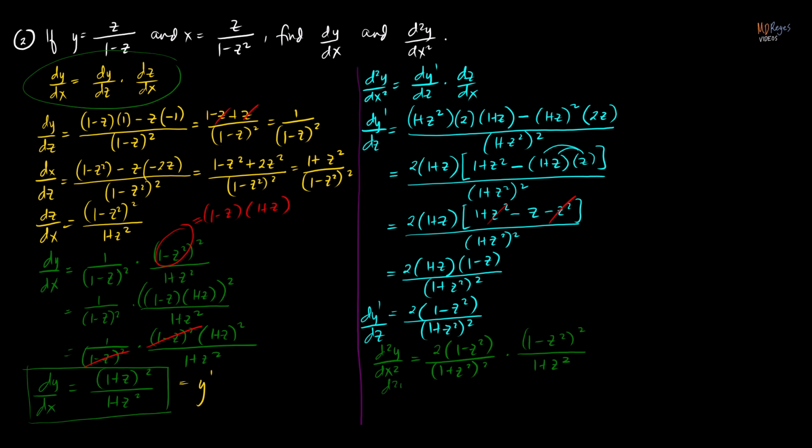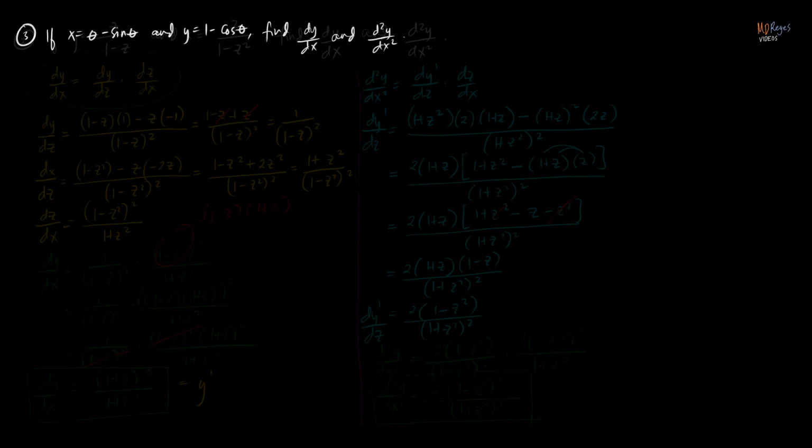Just simplifying our answer, the second derivative of y with respect to x is equal to 2 times, so 1 minus z squared times 1 minus z squared squared would be 1 minus z squared cubed. And then in the denominator, multiplying 1 plus z squared squared and 1 plus z squared, we'll get 1 plus z squared cubed. Okay, this is the second derivative of y with respect to x.